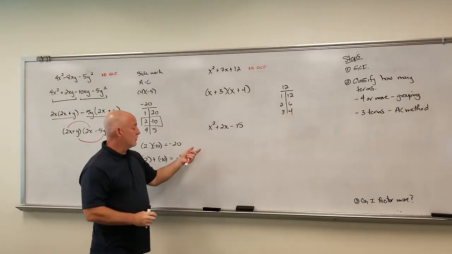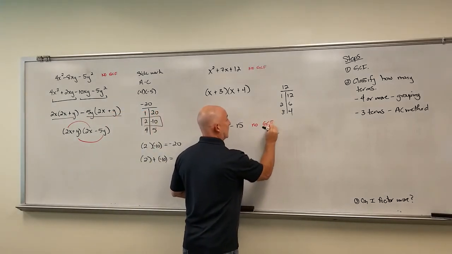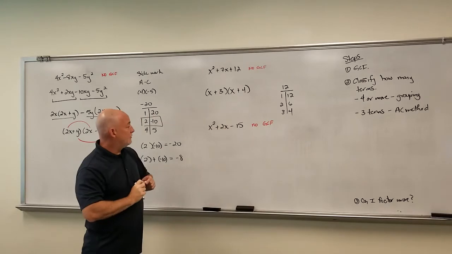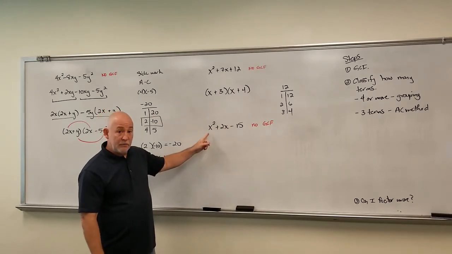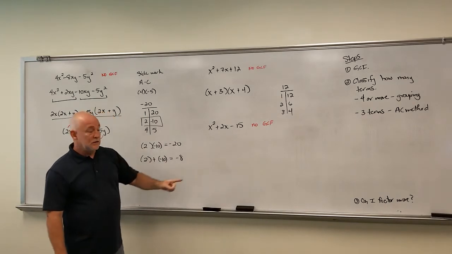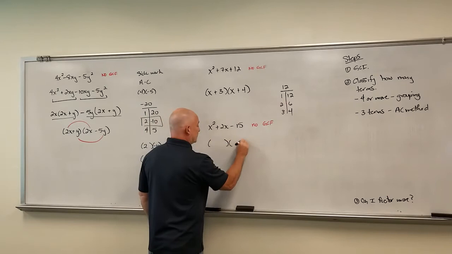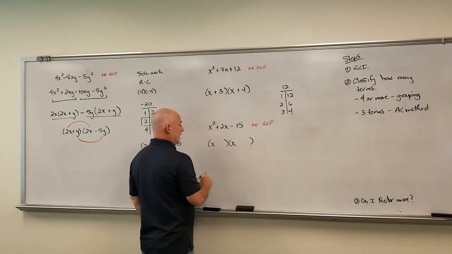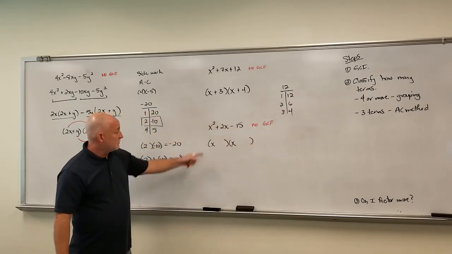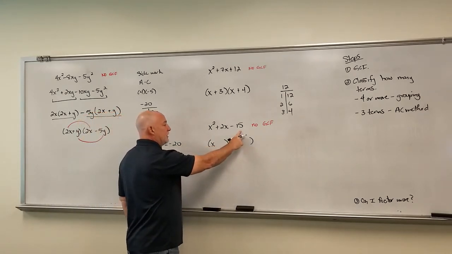So let's see, there is no greatest common factor. It has 3 terms, so I can do the AC method, and it has the right form, right? X squared, x, no x, so I can do the AC method. And the good news is the lead coefficient's a 1, so I can do the shortcut. Now, unfortunately, with this shortcut, y'all love to do it every single time, but it only works if the lead coefficient's 1.